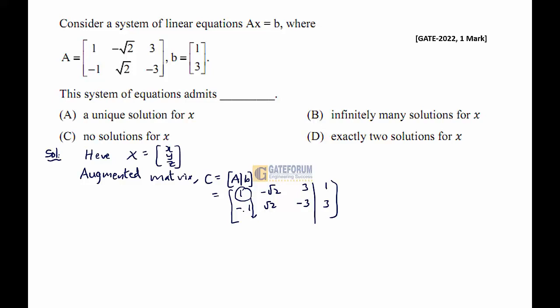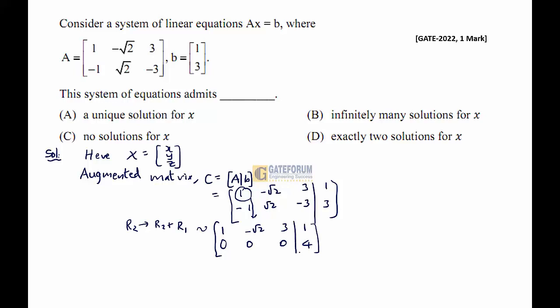So applying the row operation R2 with R1, we have to make the minus 1 into 0 with the help of this one, by applying R2 changes to R2 plus R1. This is equivalent to another matrix we will be getting. In this, the first row remains unchanged: 1, minus root 2, 3, 1. Only the second row changes accordingly, R2 plus R1. So minus 1 plus 1, 0. Root 2 minus root 2, 0. Minus 3 plus 3, 0. 3 plus 1, 4.